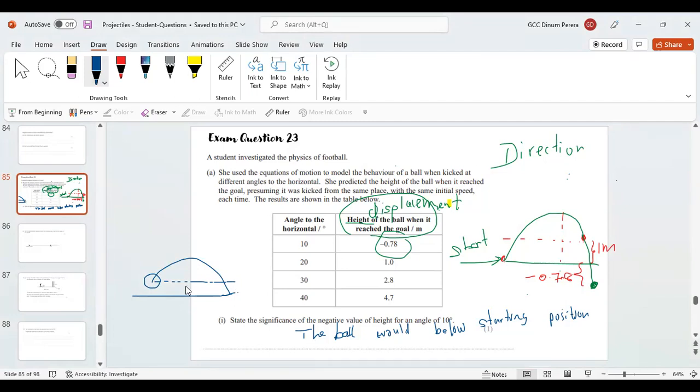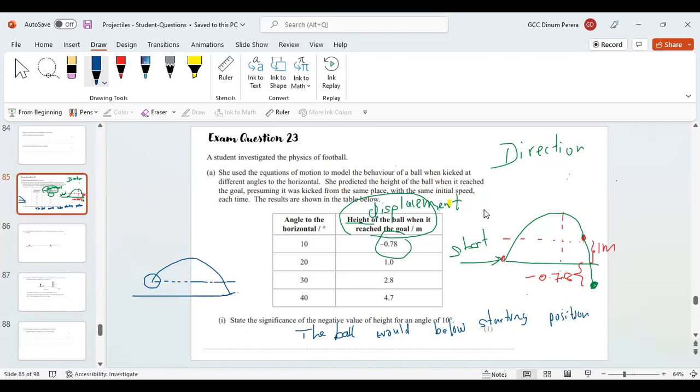Right. So if we write this answer, the ball would be below the starting position. So the ball must have started above the ground. Above the ground. So it has some ability to go below the starting position. Okay.